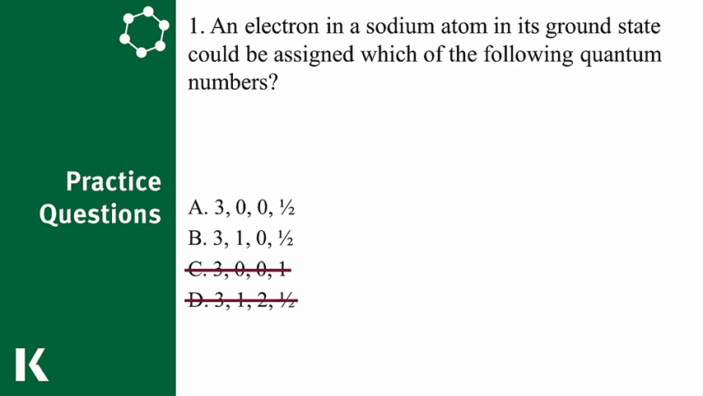So we can eliminate D as well, which leaves us to pick between A and B. If we look at the first 2 quantum numbers in each of these answer choices, A is describing a 3s orbital, whereas B is describing a 3p orbital. And even though they're both otherwise correct, the 3p orbital isn't filled in a ground state sodium atom, and so B is eliminated, which leaves us with the correct answer choice, A.